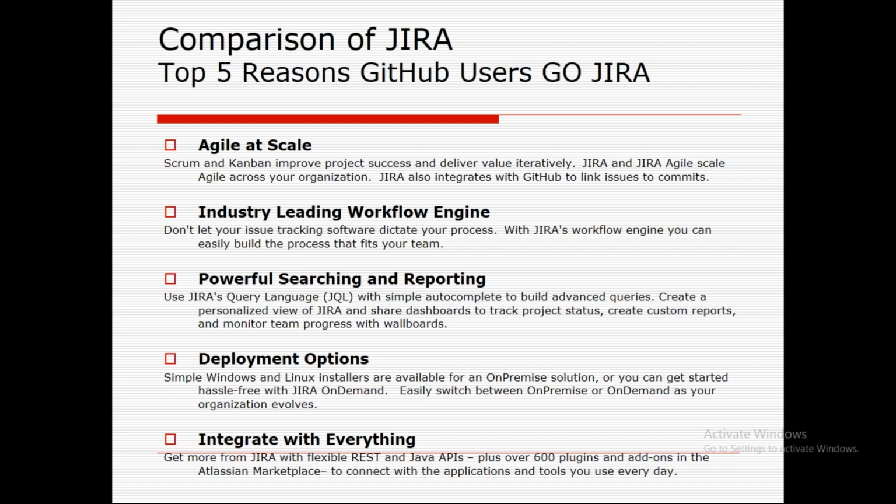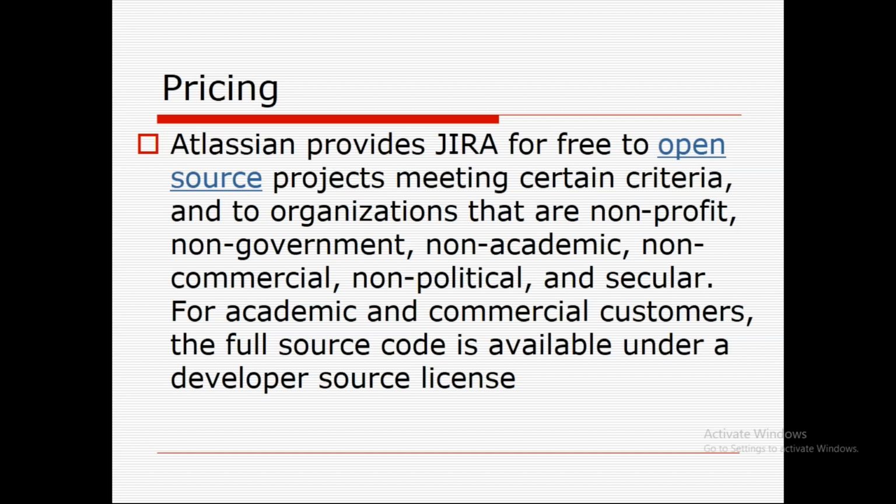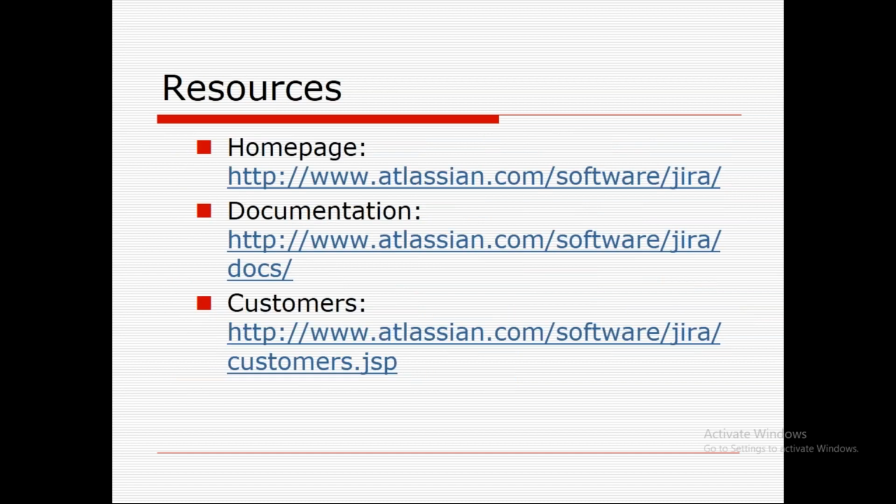When we talk about the pricing of Jira, it is free for projects which meet certain criteria: non-government, non-academic, non-commercial, non-political, and secular. For academic and commercial customers, the full source code is available under a developer source license. That's a different thing. For resources, the home page is www.atlassian.com/software/jira, and the documentation is at Atlassian.com/software/jira/documents.